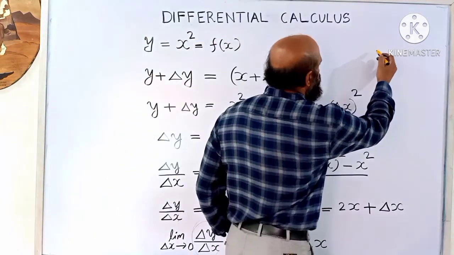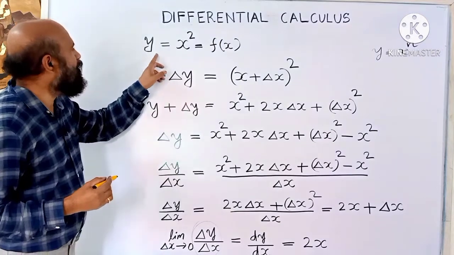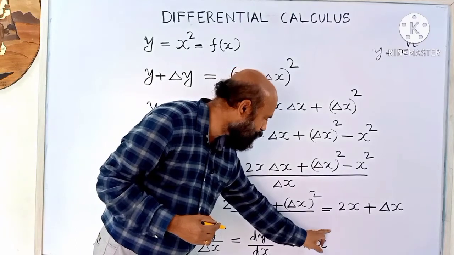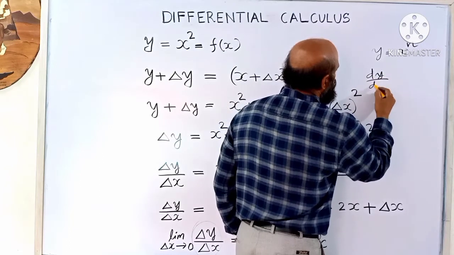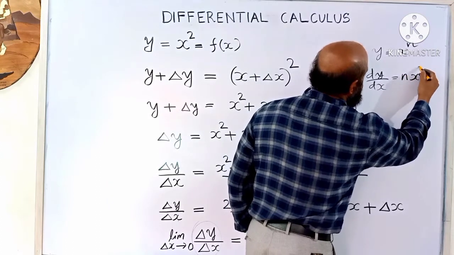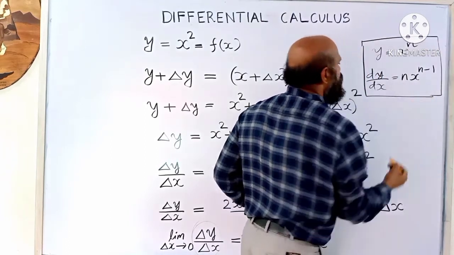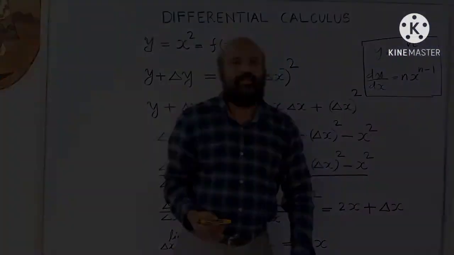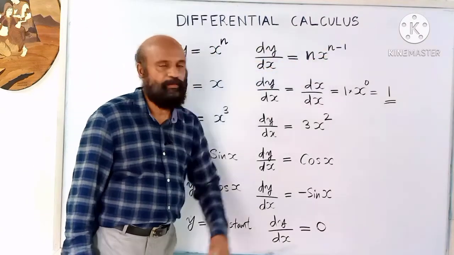Then generally y is equal to x raised to n. Here y is equal to x square. At that time 2 is coming in front and the power is reduced by 1, so 2 is becoming 1. So generally, when y is equal to x raised to n, dy by dx will be n x raised to n minus 1. So this is the derivative or differential coefficient of y with respect to x when y is equal to x raised to n.